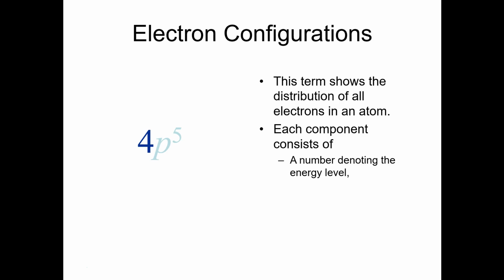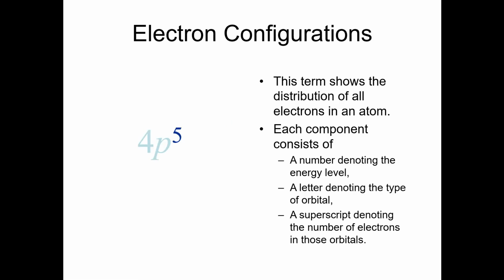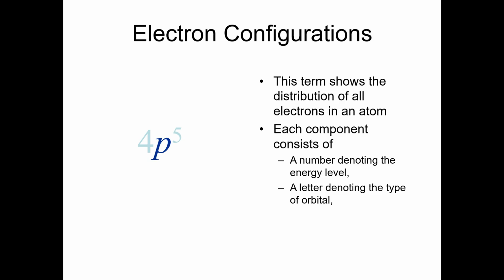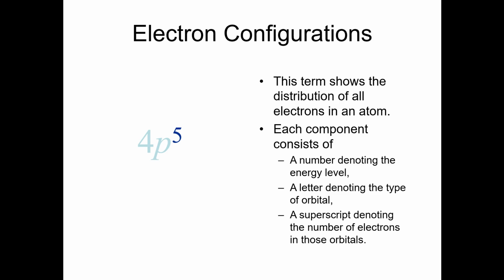So we're going to take an example of 4p5. These slides just keep advancing on their own; this came from the publisher slides. The 4 in the 4p5 tells you that this is at the principal energy level of 4. The p in the 4p5 tells you what sort of subshell it is. It's the p subshell. And then the 5 tells you how many electrons are in that subshell.